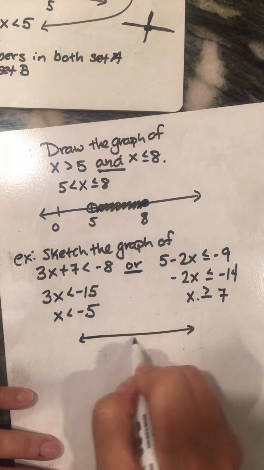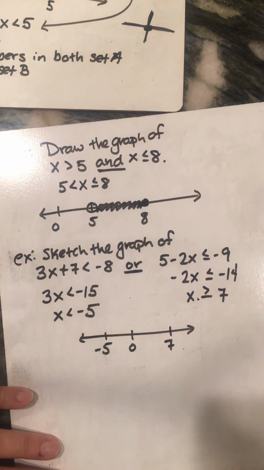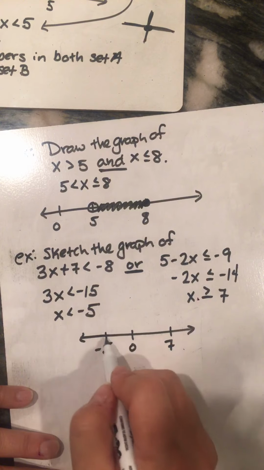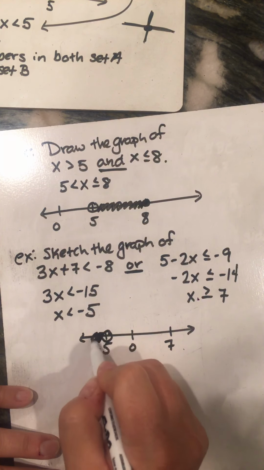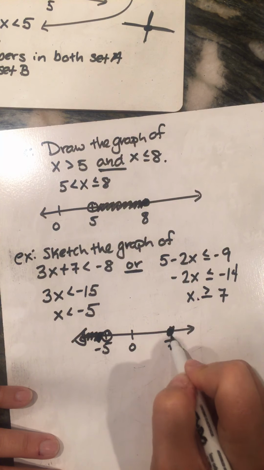I've got 0 here, negative 5, and a 7. X is less than negative 5. Open, going to the left, it's a less than. X is greater than or equal to 7, so solid, going to the right.